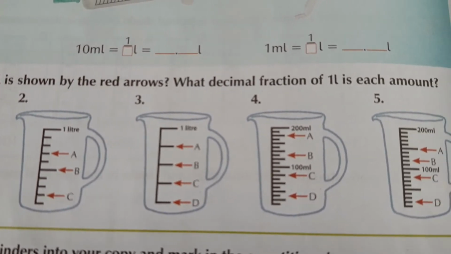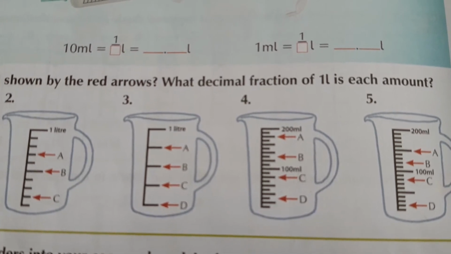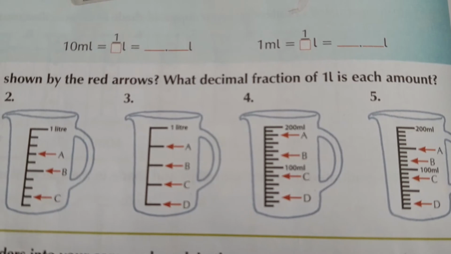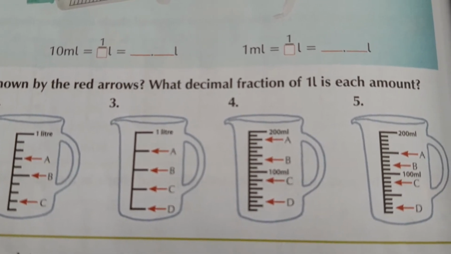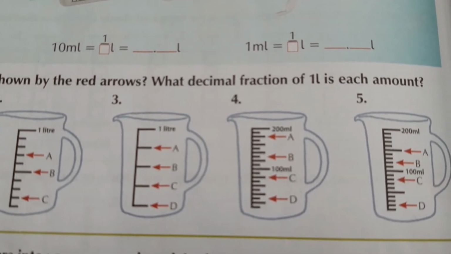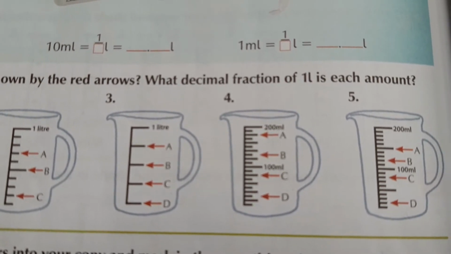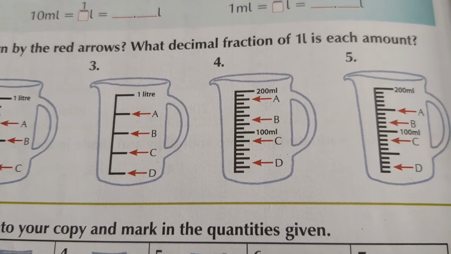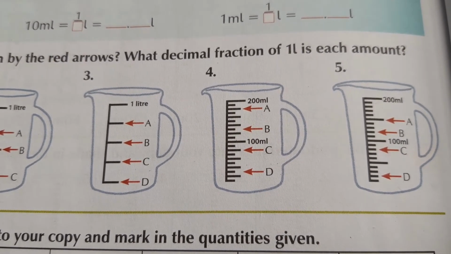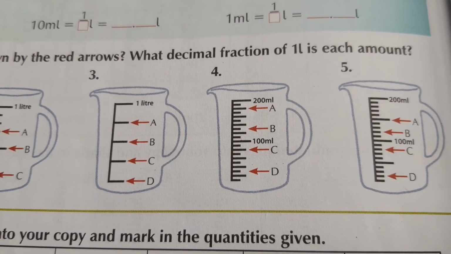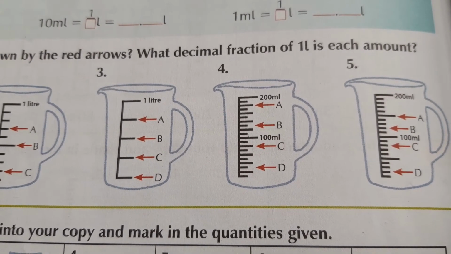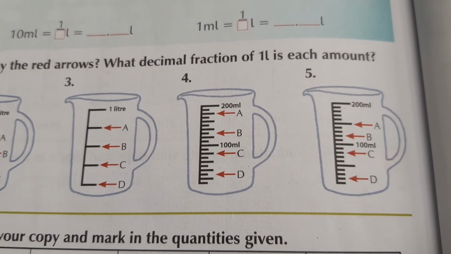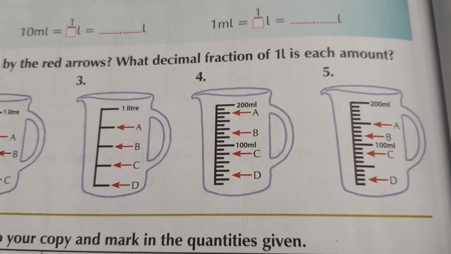And the fourth jug then, A is 180 mils, so that would be 0.18 L. B is 130 mils, 0.13 L. C is 80 mils, which would be 0.08 L, and the last one there, D, is 30 mils, which would be 0.03 L. And the last one there, number 5, A is 150 mils, 0.15 L.